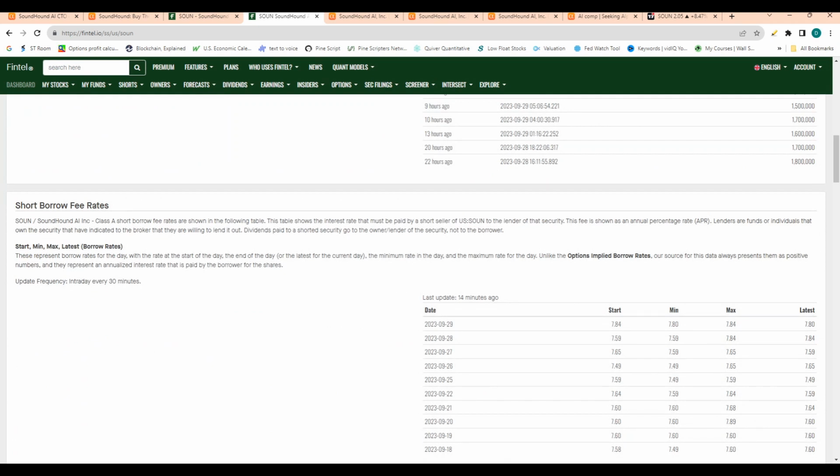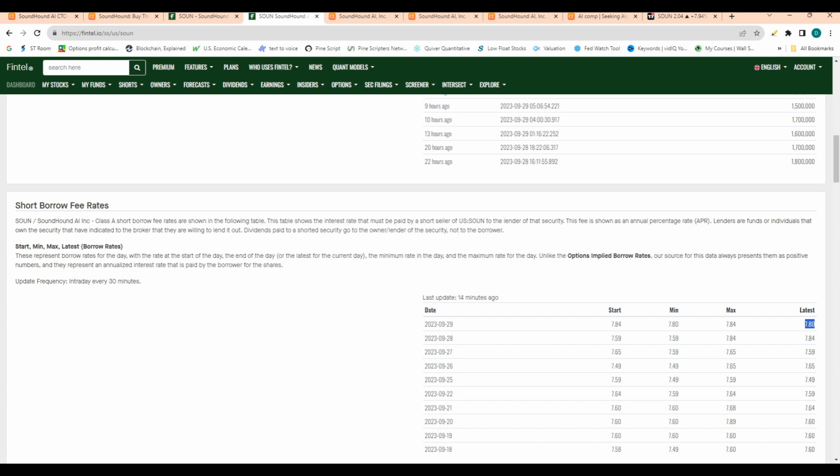And we also have a short borrow fee rate of 7.8. For those that don't know, the short borrow fee rate is basically what an investor would charge to lend out their shares to short sellers. So, given we're above the average of 0.3 to 3%, we're at 7.8. That signals that it's more expensive to short SoundHound AI than it is other stocks in the market, which obviously is a positive.